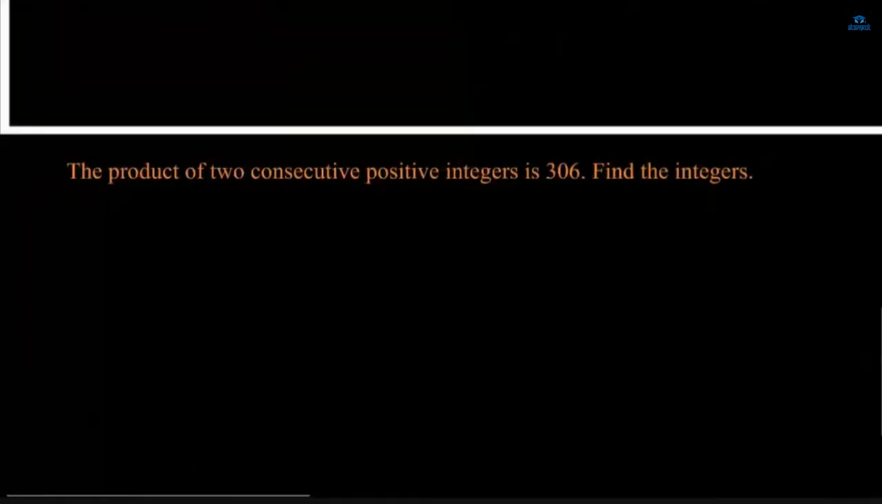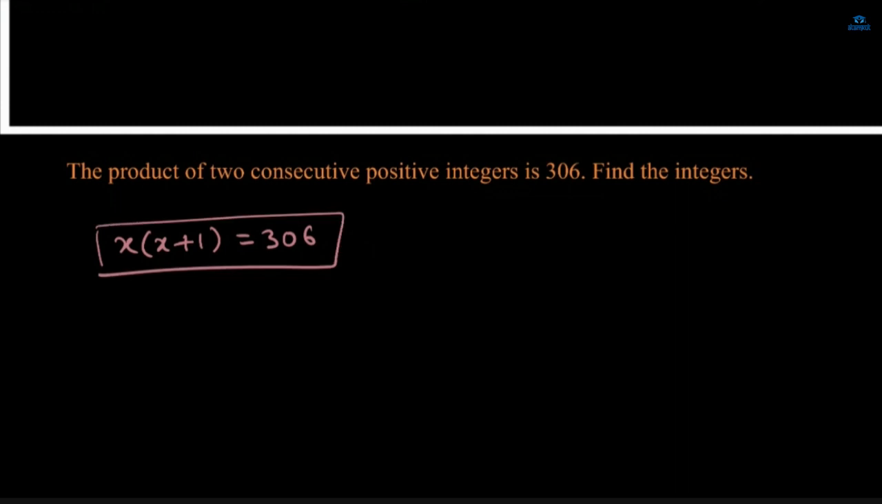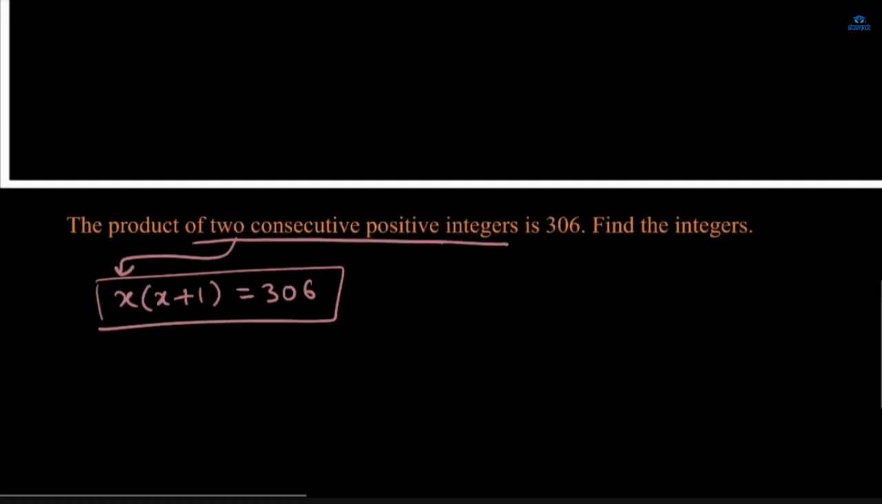Find the integer. Consecutive integers means, like x and x plus one, one after the other. Or it may be x minus 1 and x, both are the same. So whatever you take, x times x plus 1 is equal to 306. This is the equation from which you can find the values. Can you do it now?